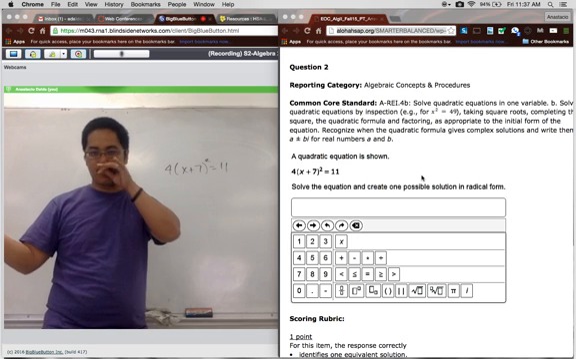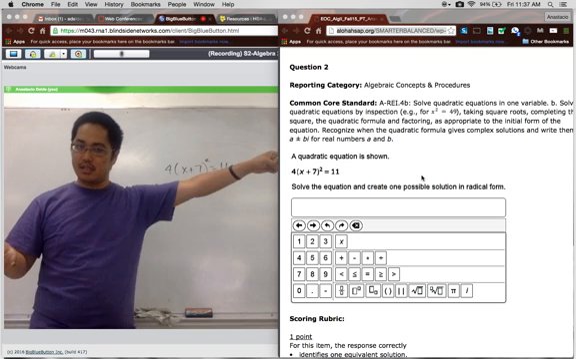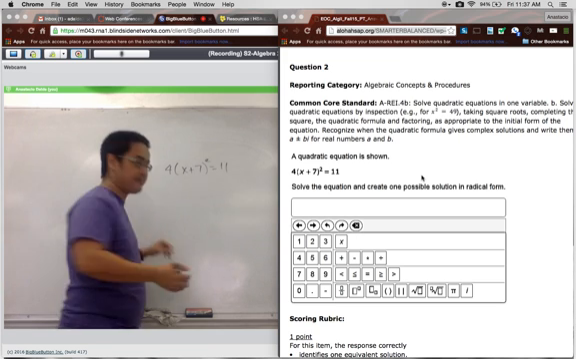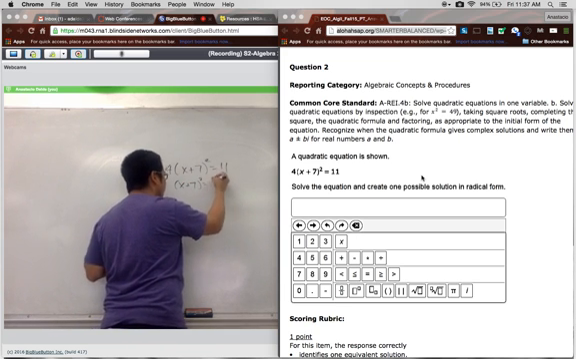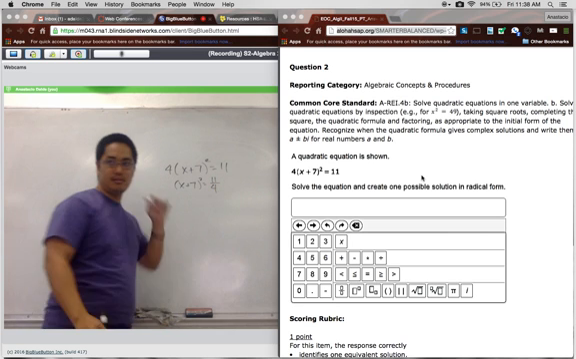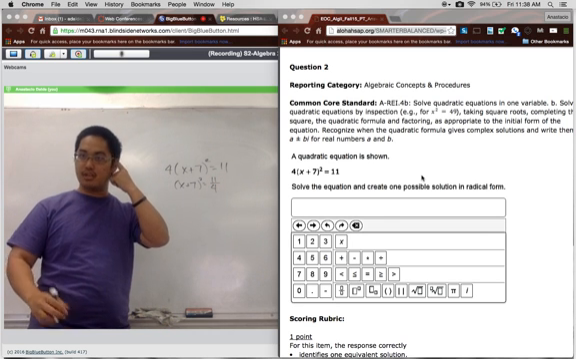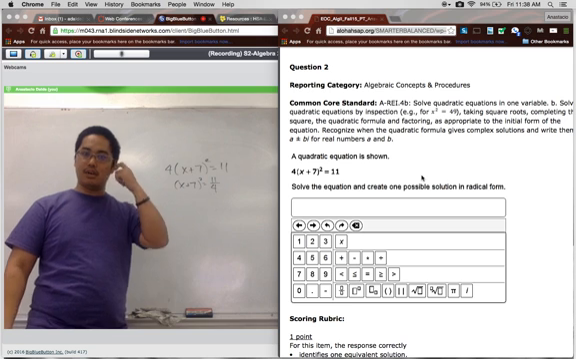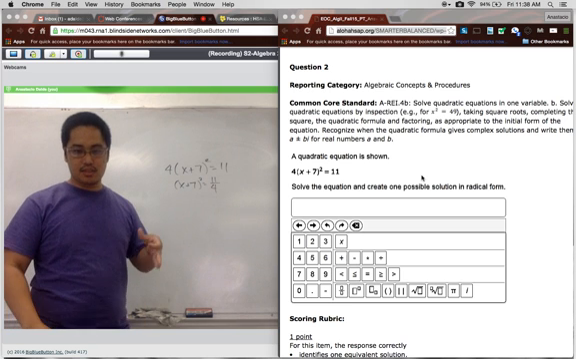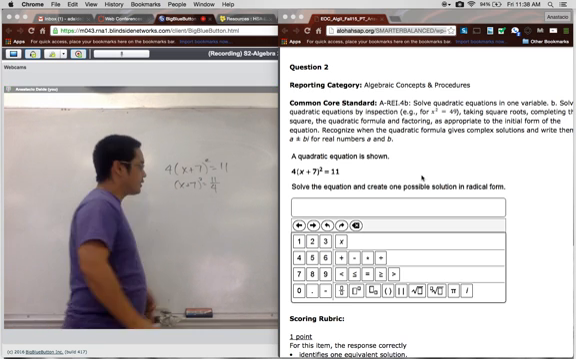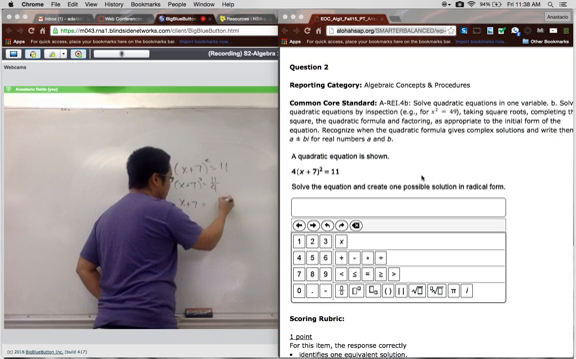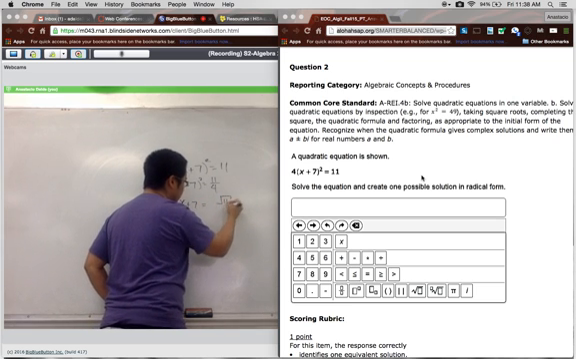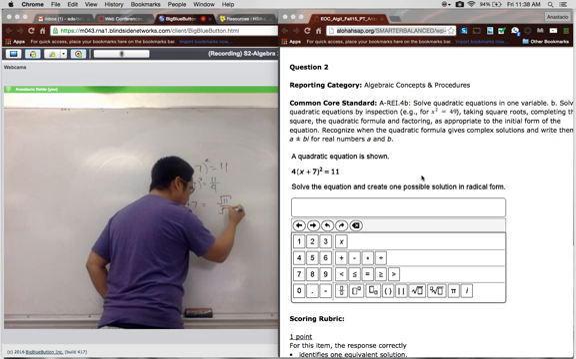I don't really have any tricks for it. I'm going to take the 4 onto the other side. Cool? So it's x plus 7 squared equals 11 over 4. No confusion there? All right. Then I'm going to square root both sides. So I've got x plus 7 equals the square root of 11 over the square root of 4.